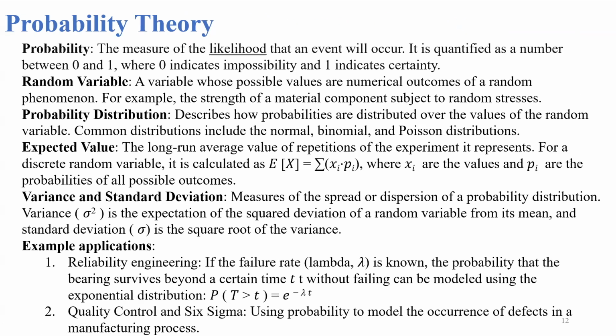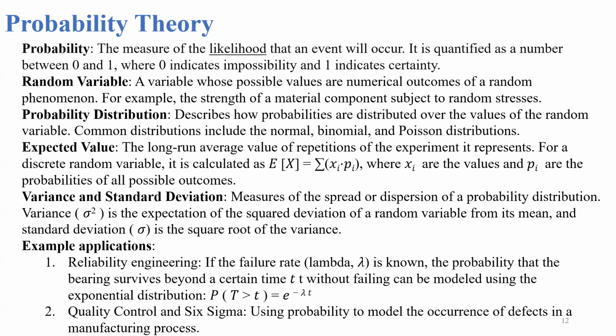Now we move to probability theory. Probability theory is basically a measure of how likely an event is to occur. It is quantified as a number between 0 and 1, or 0 to 100%, which is kind of the same thing. 0 indicates impossibility and 1 indicates certainty. A random variable is a variable whose possible values are numerical outcomes of a random phenomenon, for example, the strength of a material component subject to random stress, or flipping a coin, and so on.